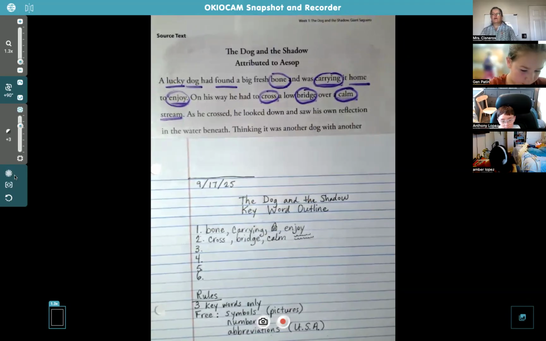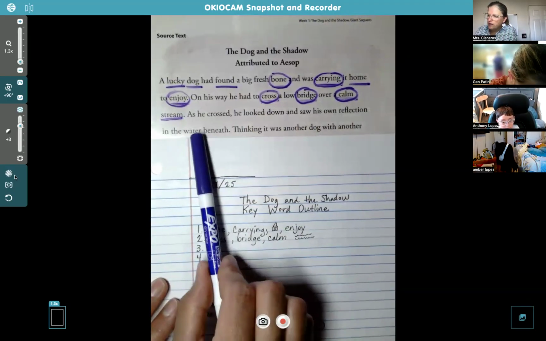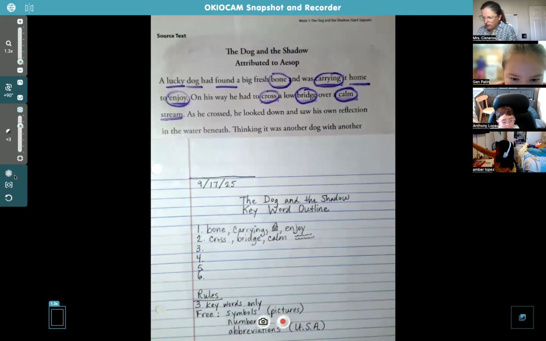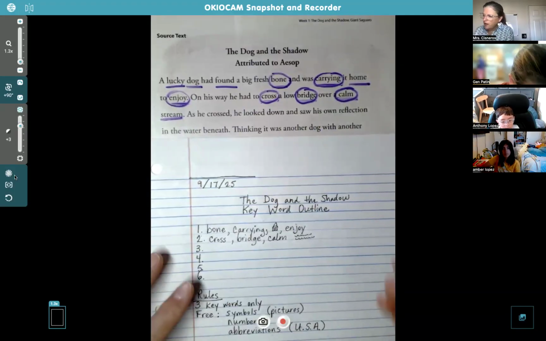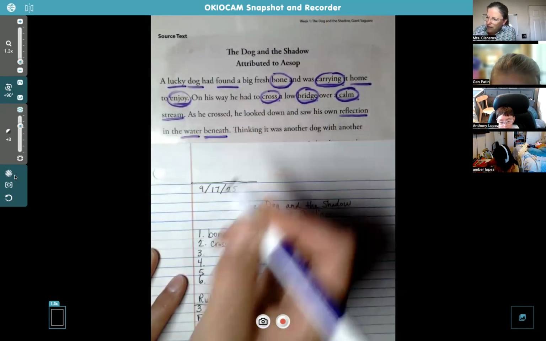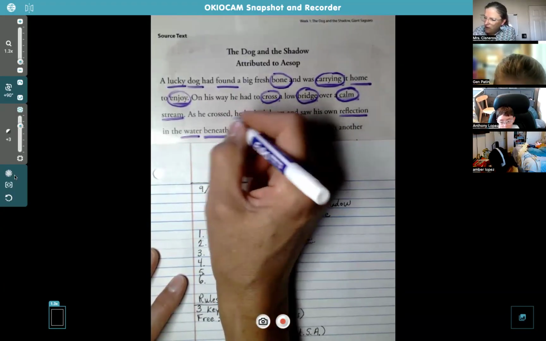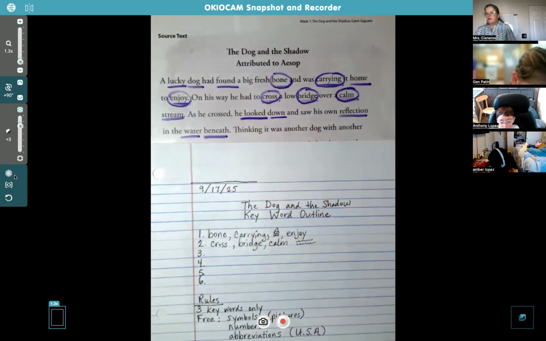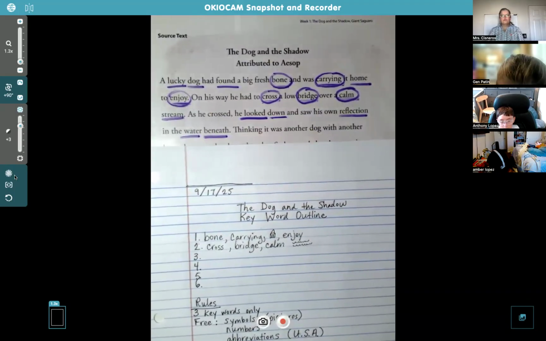Are you still writing, Genevieve? Yeah, okay. So I'm going to do the next one, actually. The next one says, as he crossed, he looked down and saw his own reflection in the water beneath. I know reflection is going to be super important. And water and beneath, I think looked down. To me, those are the most important words in the sentence. Those are the key words. In my opinion, that's what I think we should look at. Now, that's more than 3. We can only do 3 words.